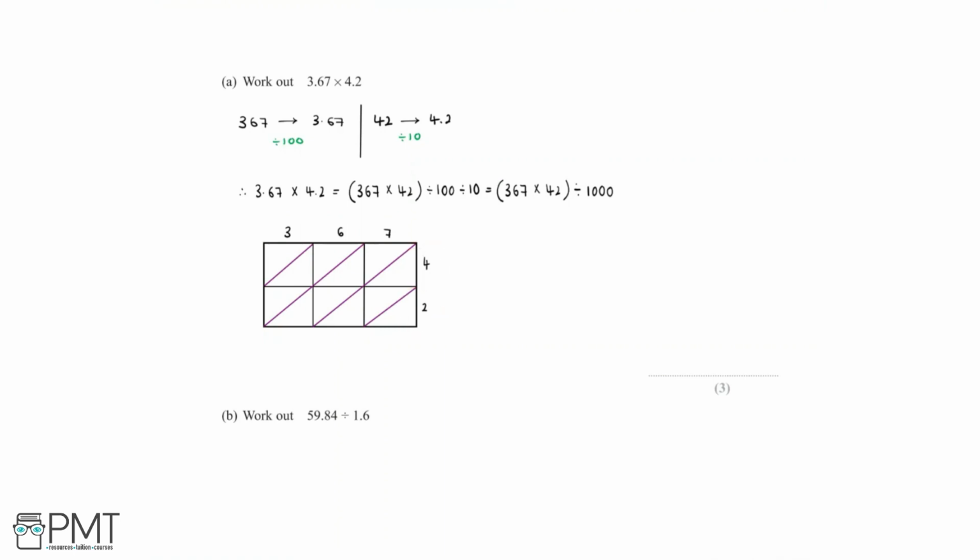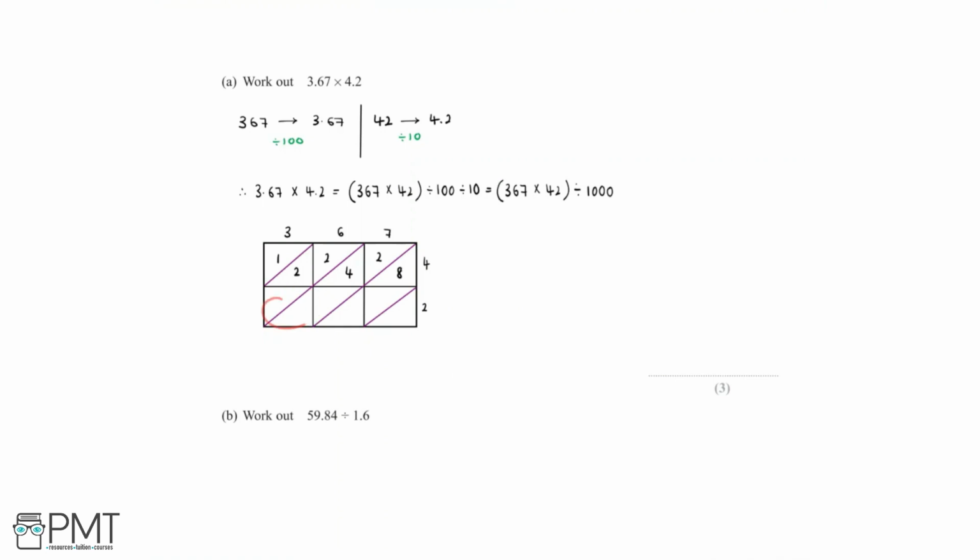Now we need to multiply the numbers together. In this box, we'd have 3 multiplied by 4, which is equal to 12. And so we'll put 1 in the top triangle and 2 in the bottom triangle. Now this box will contain 6 multiplied by 4, which is equal to 24. And so just like before, we'll have 2 in the first triangle and 4 in the bottom triangle. And let's continue. 7 multiplied by 4 is equal to 28.